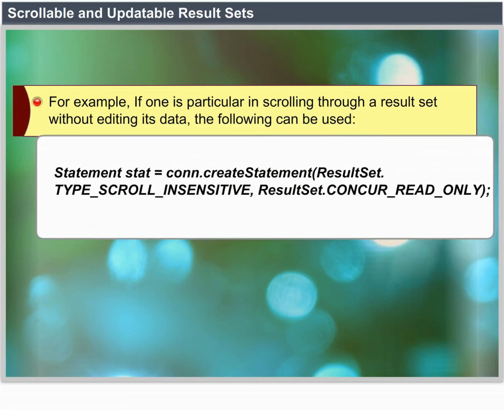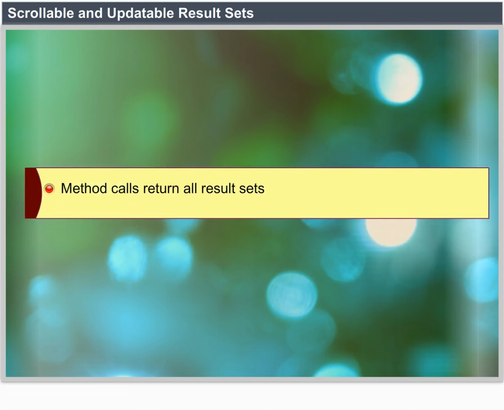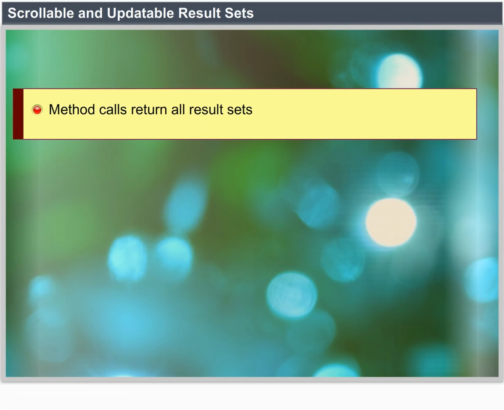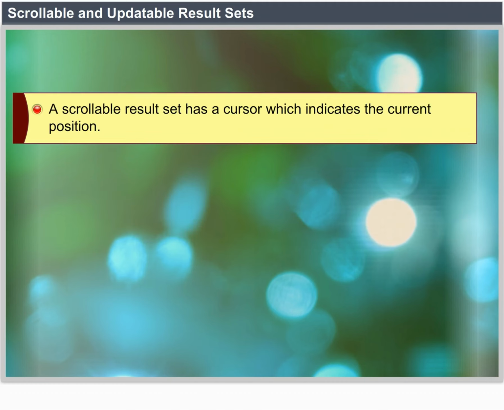For example, if one is interested in scrolling through a result set without editing its data, the following can be used: Statement stat = con.createStatement(ResultSet.TYPE_SCROLL_INSENSITIVE, ResultSet.CONCUR_READ_ONLY). All result sets returned by this method call, ResultSet rs = stat.executeQuery(query), are now scrollable. A scrollable result set has a cursor which indicates the current position.